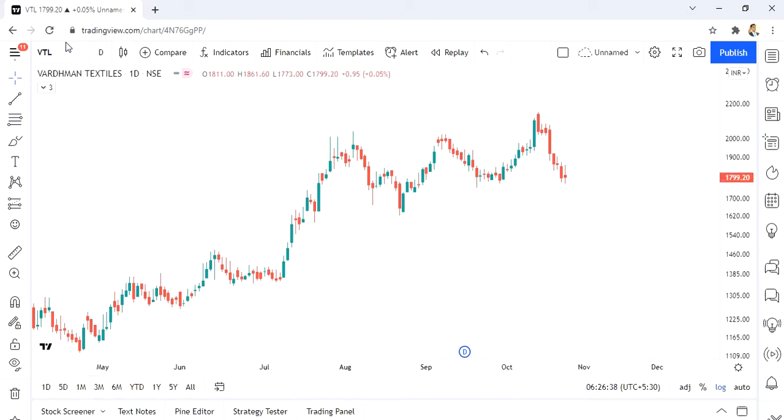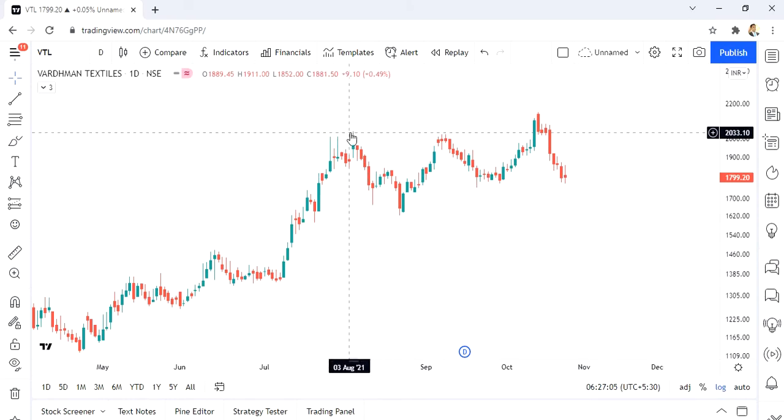Since we are on this particular stock, Vardhman Textiles, I will draw and show you which is the resistance level and which are the support levels. Now, there could be many resistance and support levels on the chart. They are not only one resistance level or one support level.